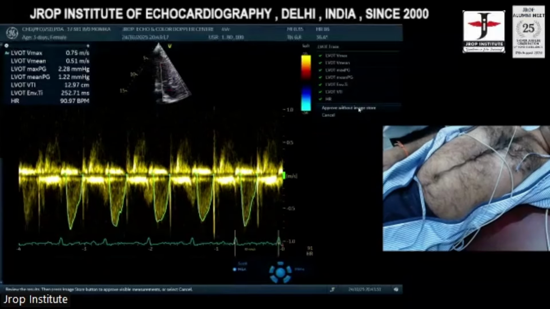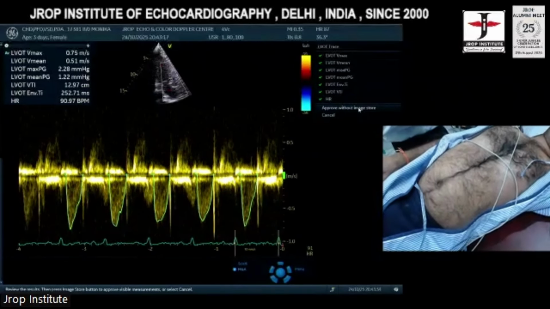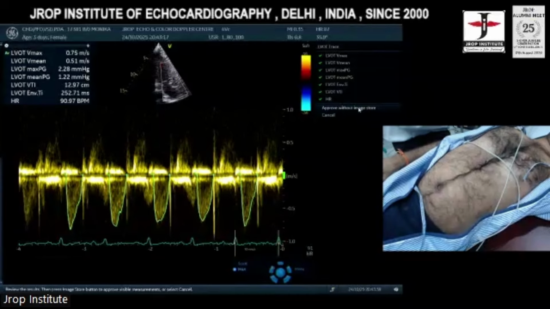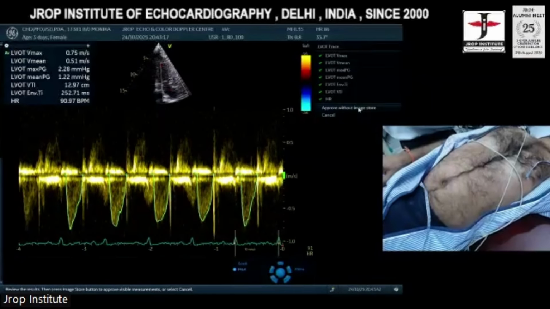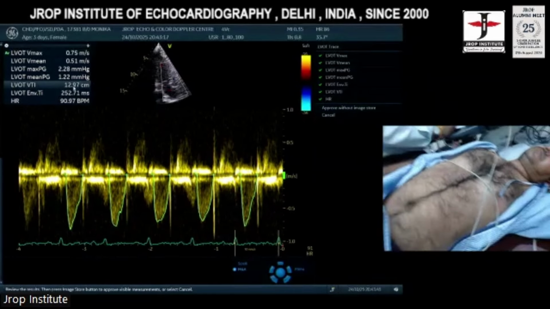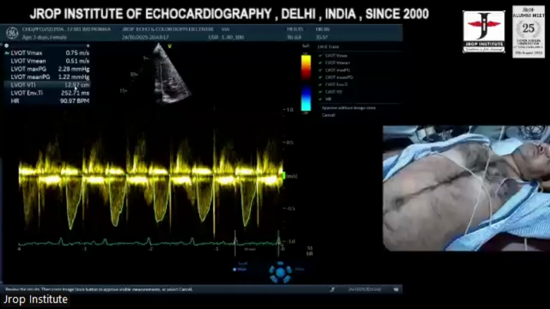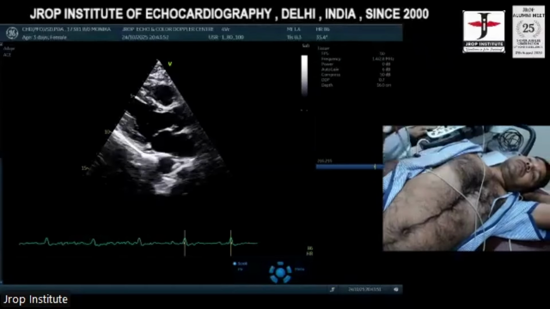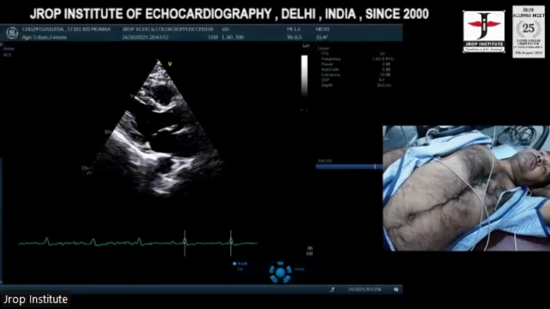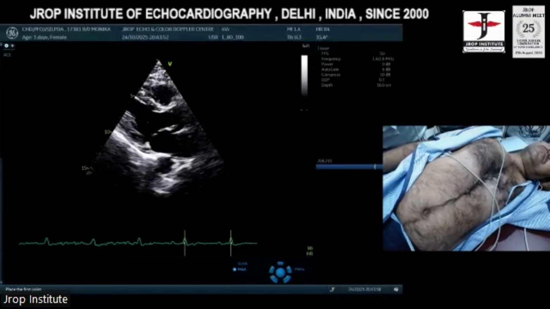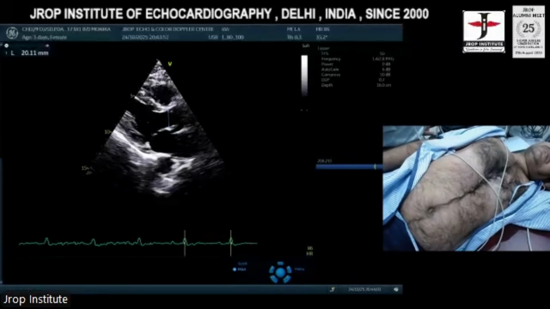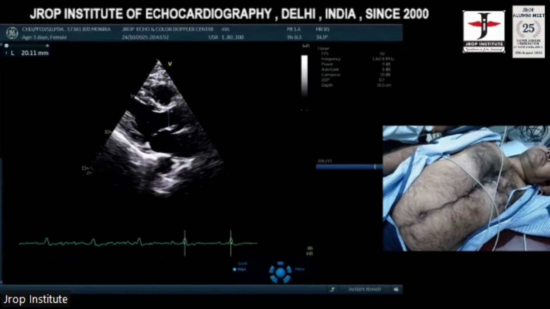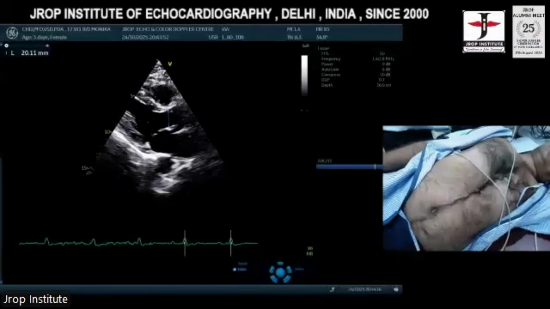This is 12.97 centimeters. This is little underestimated. Normally it is up to 24. So when we calculate stroke volume, what we need is LVOT VTI. So look, the LVOT VTI over here is 12.97. And second factor, what we need in this LVOT stroke volume is LVOT diameter. So here is LVOT diameter, 20.1 millimeters. So once you have a diameter, when you have a VTI, you can calculate the stroke volume.